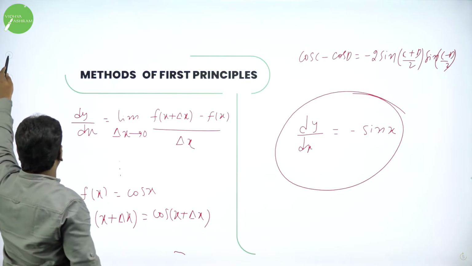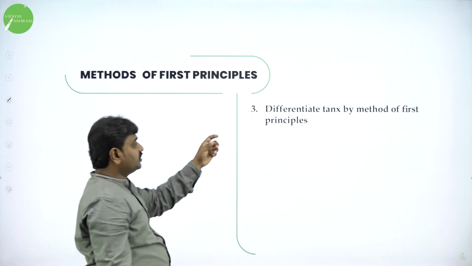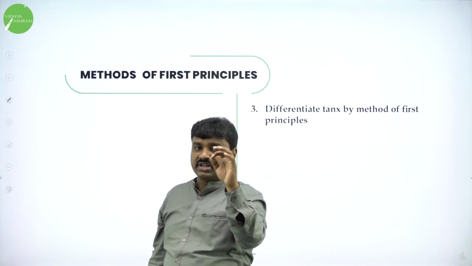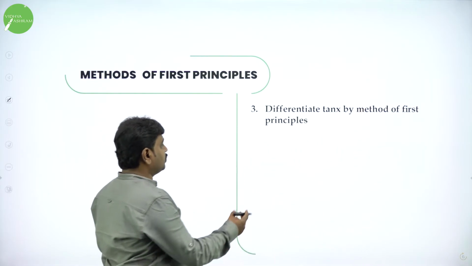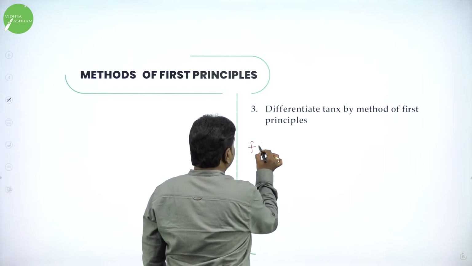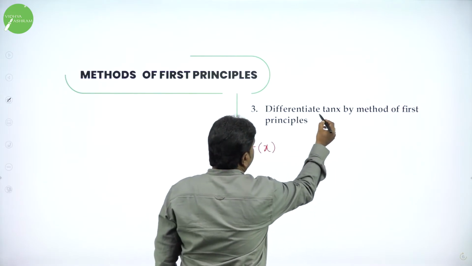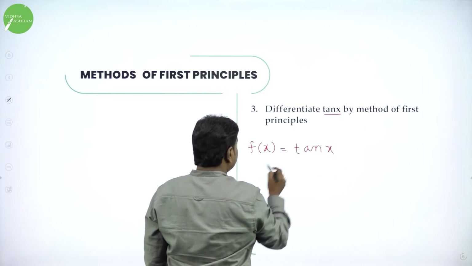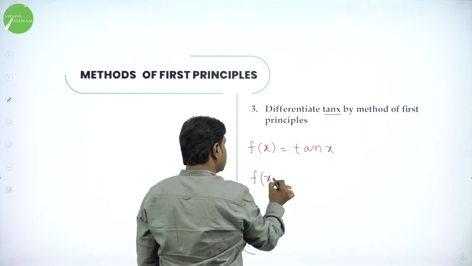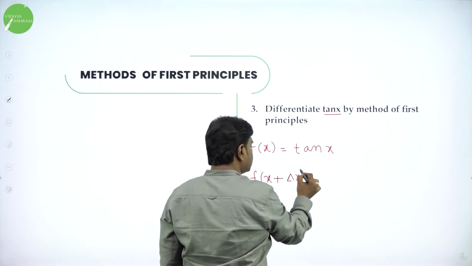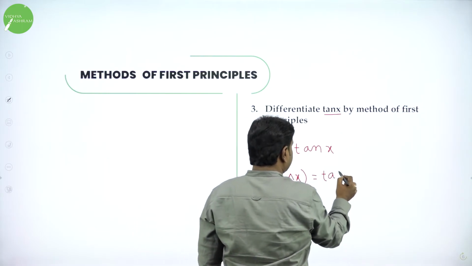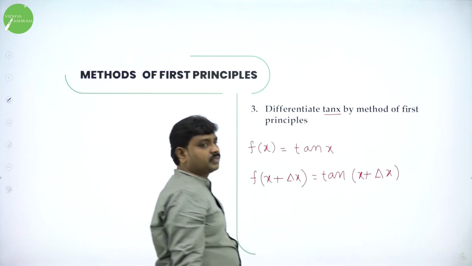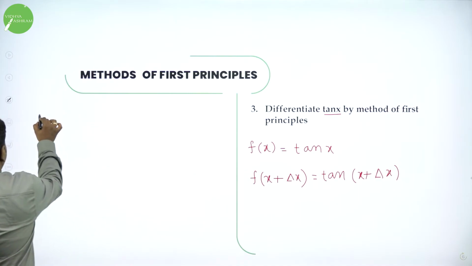Now we'll go to the next one, that is, differentiate tan x by the method of first principles. They want you to differentiate tan x by the method of what? First principles. First, what should you do? f of x. What is f of x? Tan x. Take f of x as tan x. Then f of x plus delta x. What is f of x plus delta x? Tan of x plus delta x. Then as usual by the method of first principles.